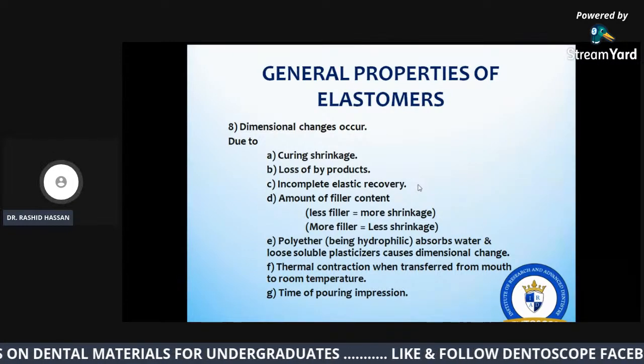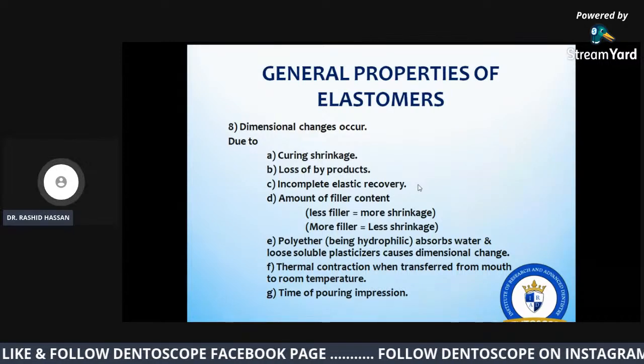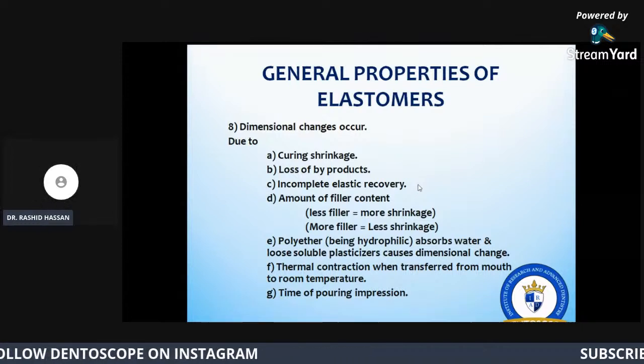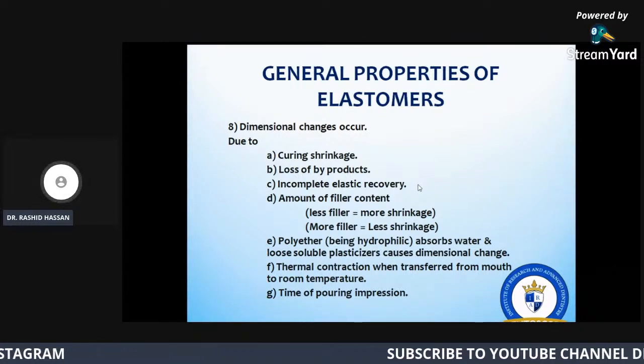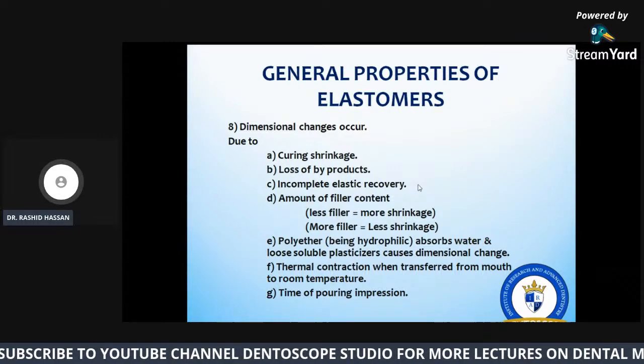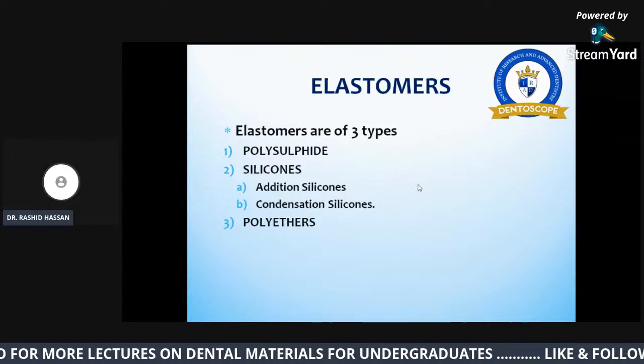It is very informative and a very important university question as well. So after disinfection, it should be poured with the hard plaster or extra hard plaster to form the cast. So pouring should be done as soon as possible. So again, the same thing.